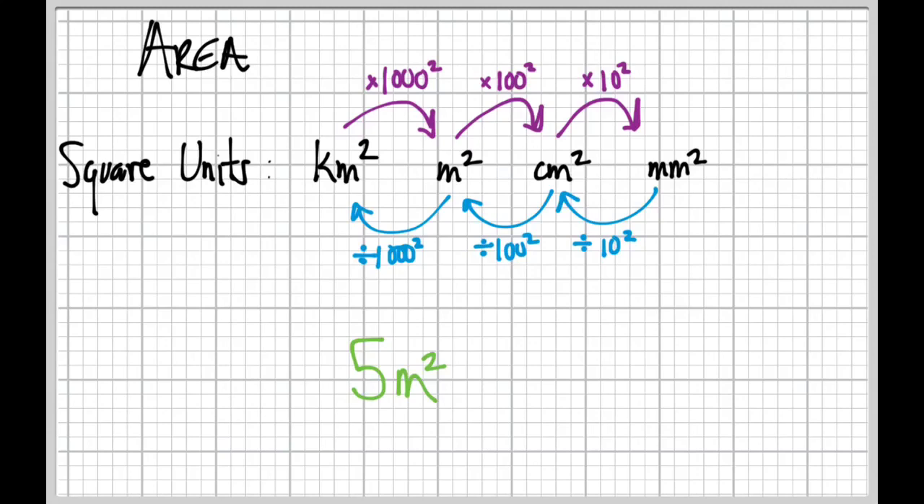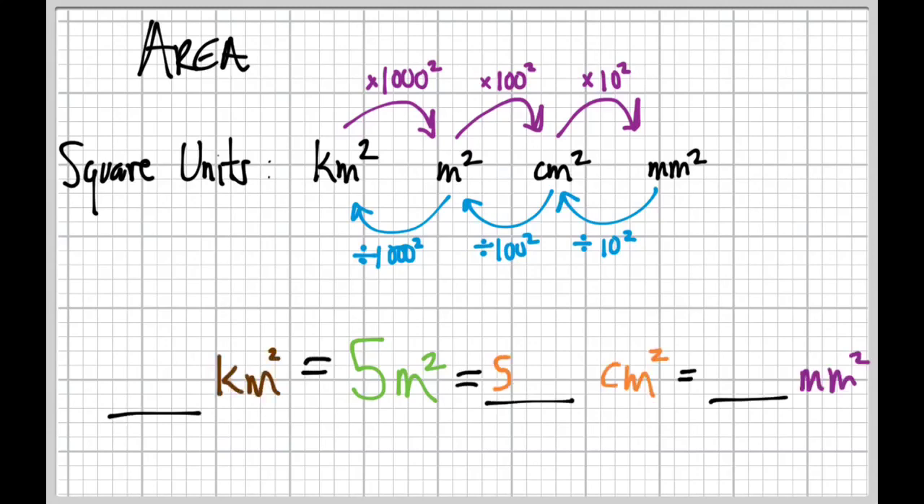So we'll do this 5 meters squared this time, and we're going to put that in centimeters squared, millimeters squared, and kilometers squared. So to go from meters squared to centimeters squared, we're going to multiply by 100 squared. So I'm just going to put the 5 there. The first time I multiply by 100, I'm going to add 2 zeros, and then I multiply by 100 again and put another 2 zeros. So I get a total of 4 zeros, which is 50,000.